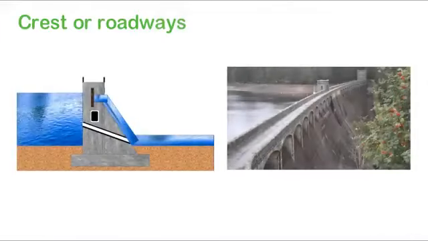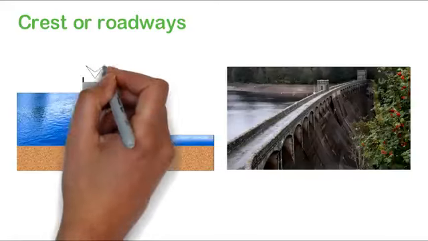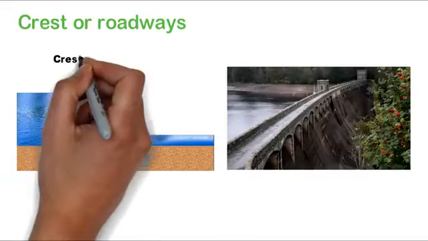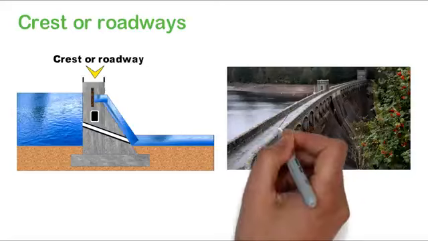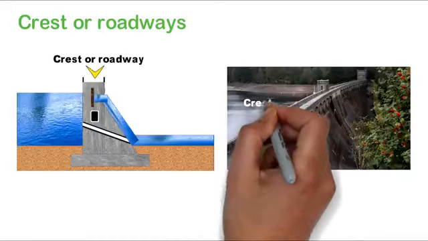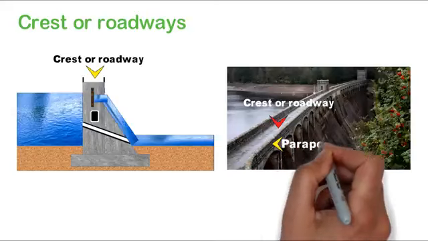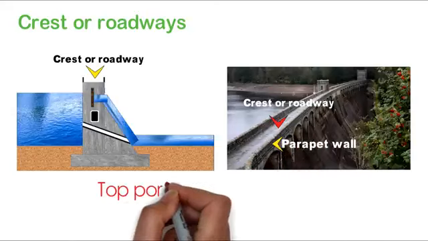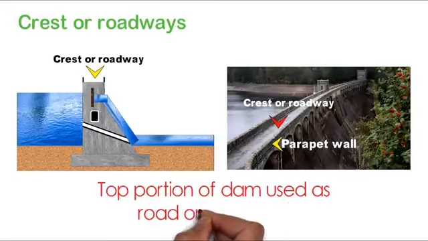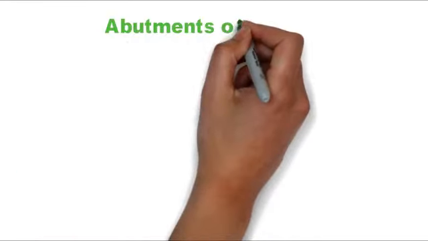Next is crest or roadways. Just go through this typical cross section of a dam, and this particular area is called the crest or roadway. This is the parapet. Parapet is on both sides of the crest. The top portion of a dam used as a road or roadway is called the crest.